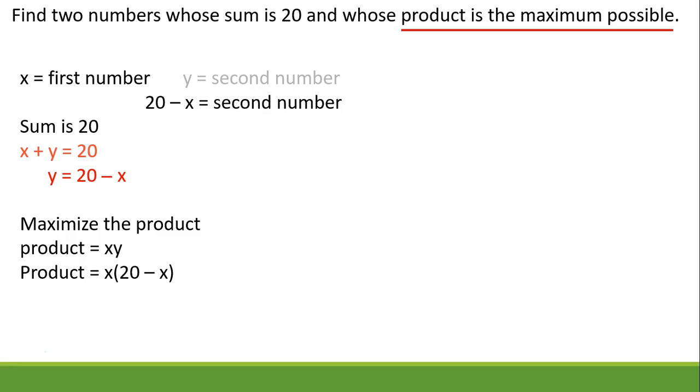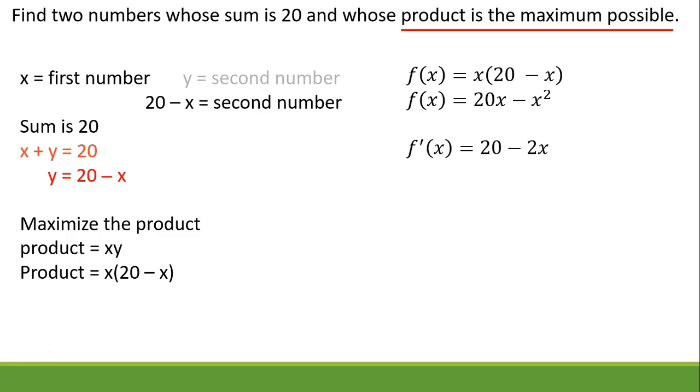And since that expression has only one variable in it, we can say that that is the function which describes the product of the two numbers. Now we're trying to maximize that product, so since we want to maximize it, we're going to take a derivative of it. And we might want to rewrite that expression so that we can take the derivative more easily. So if we distribute the x, we'll have 20x minus x squared as an expression that still means the product of the two numbers.